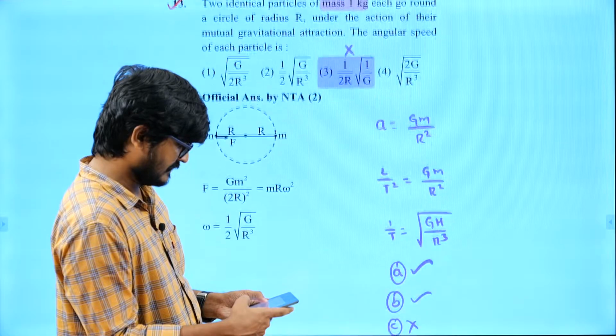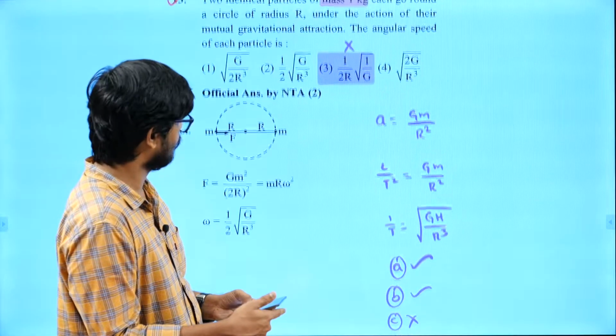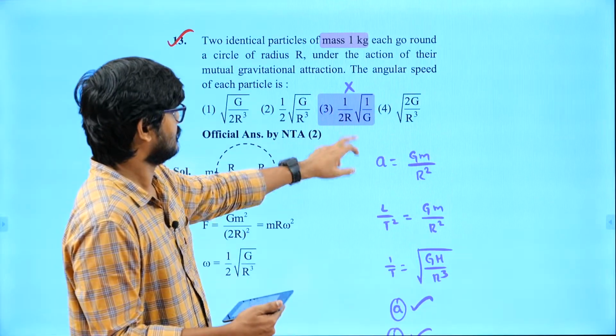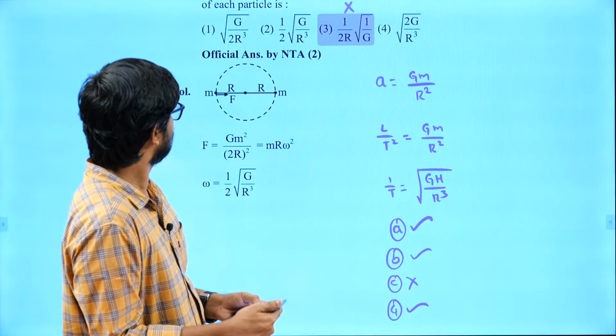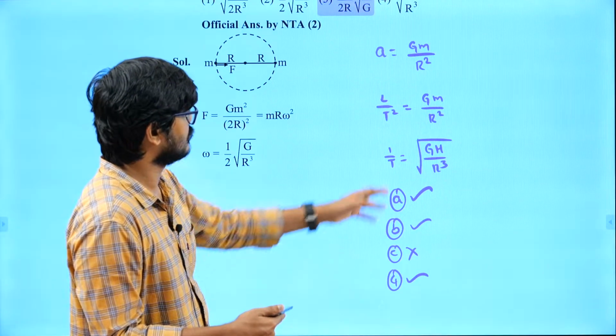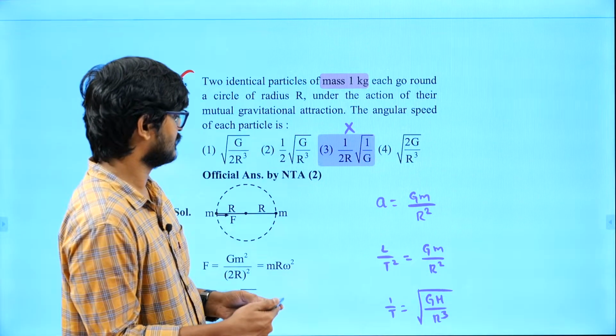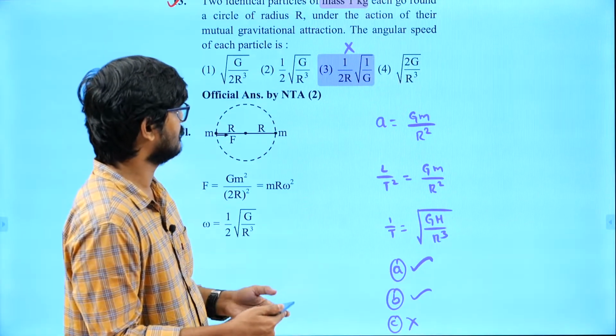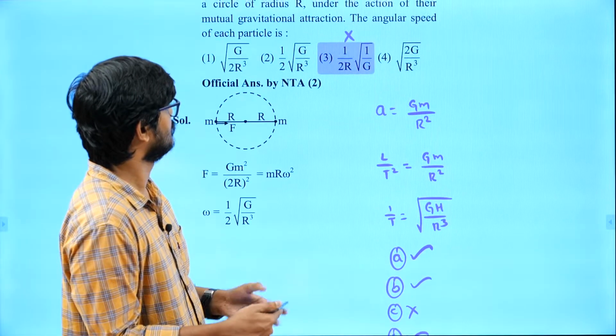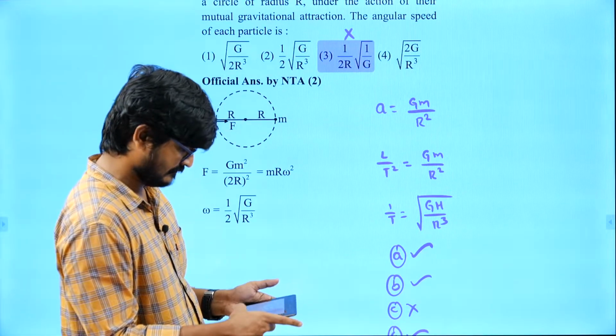And the next one, by dimension analysis, directly I can eliminate only one option. Now that is going to be root of GM by r cube, but mass is going to be 1. So when I substitute 1, it will be of the form g by r cube. So I can't eliminate the remaining.